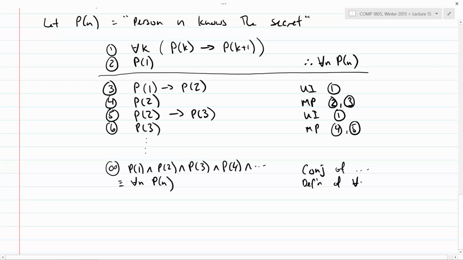So this actually gives us a proof technique when the universe of discourse is the natural numbers. Yeah?